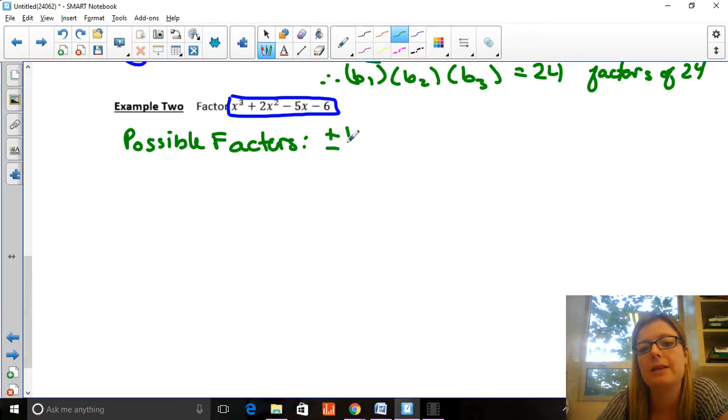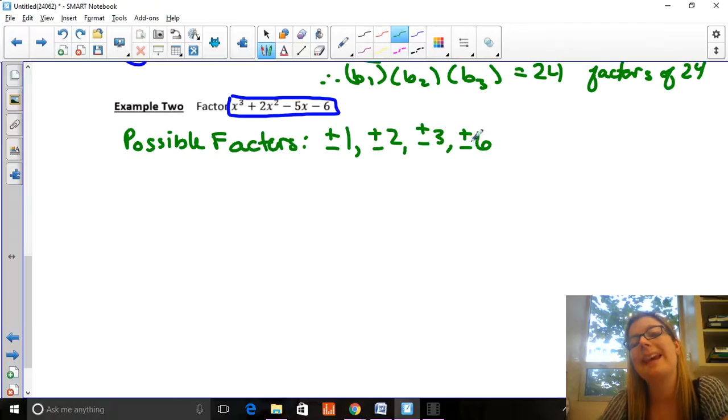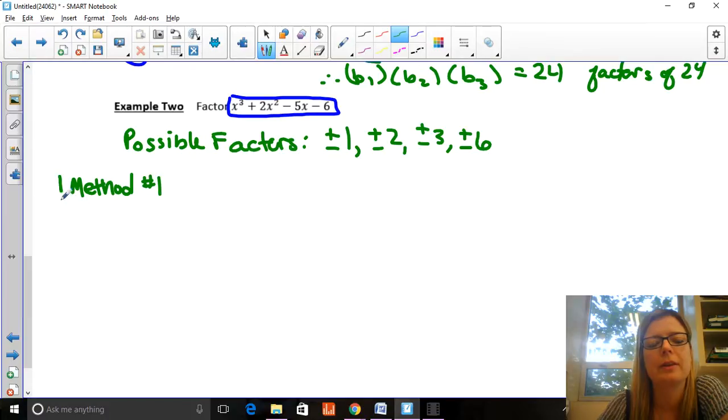So plus or minus 1 are both factors of -6. Plus or minus 2, plus or minus 3, and plus or minus 6. So I have 1, 2, 3, 4, 5, 6, 7, 8 different possibilities, and probably only 3 of them will work since this is a cubic. So there are 2 different ways of finding what these actually are. Just a hint already, I prefer method 2, but I'll show you method 1 first.